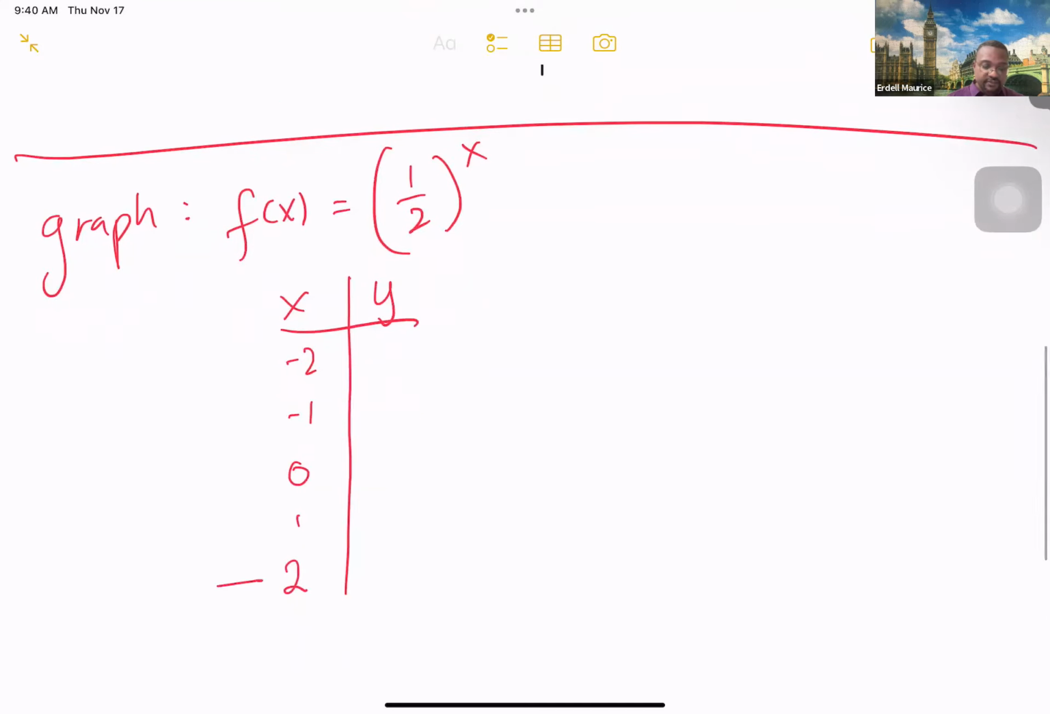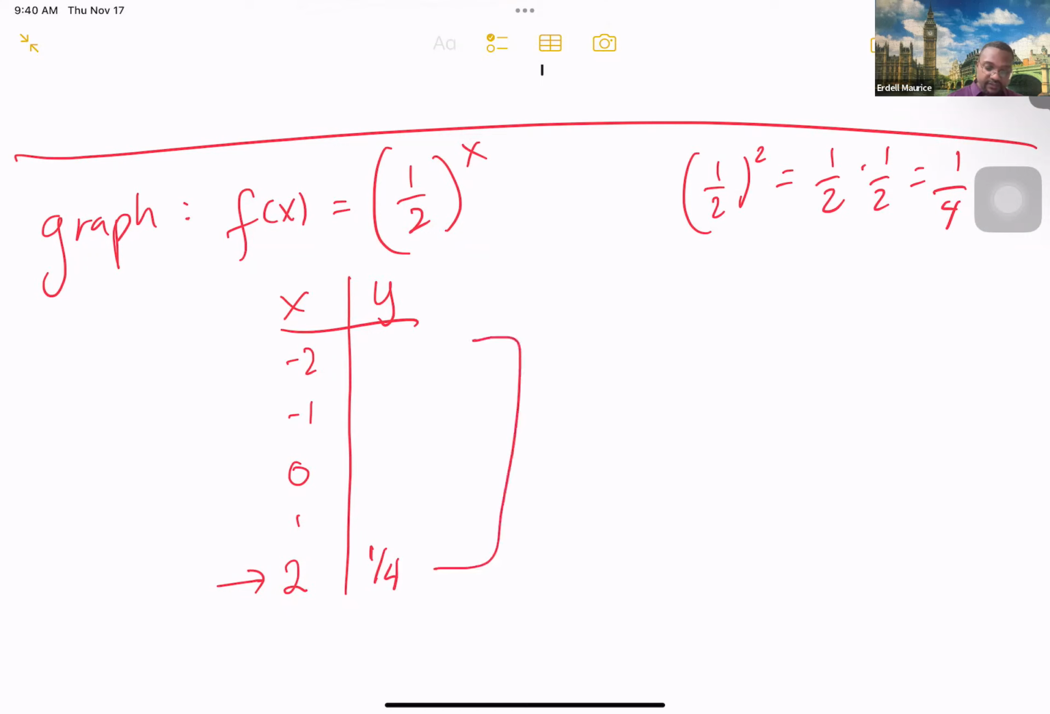Again, I like to start at the bottom. That just makes my life easy. Plug in 2 right here. So that's going to be 1/2 squared. That's going to be 1/2 times 1/2, which is going to be 1/4. So this point right here is going to be 1/4. This automatically means that this point right here is going to be 4, because minus sign means take the reciprocal.